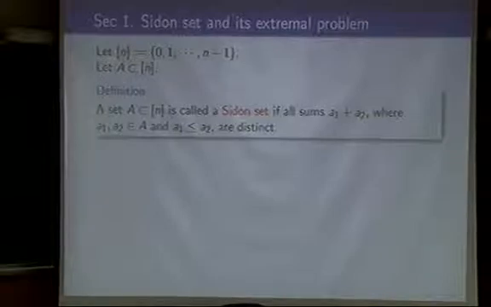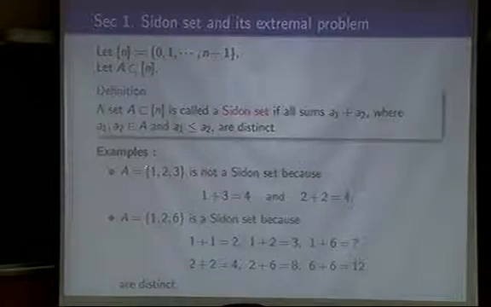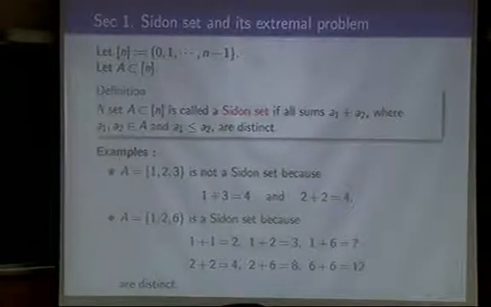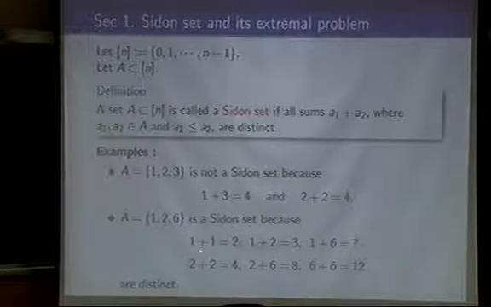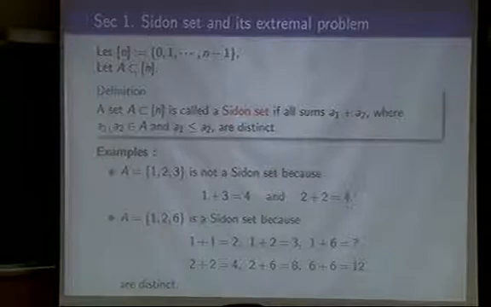Let A be a subset of the N set. An integer set A is called a Sidon set if all sums a1 plus a2, where a1 and a2 are in A and a1 is less than or equal to a2, are distinct. Let me give you an example for this. First, the set {1, 2, 3} is not a Sidon set because 1 plus 3 is the same as 2 plus 2. But on the other hand, the set {1, 2, 4, 6} is a Sidon set because when you think of all possible sums of two elements of A, they are distinct, like 2, 3, 7, 4, 8, 12.